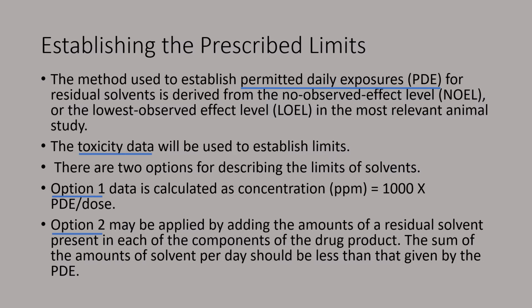Option 2 may be applied by adding the amounts of residual solvent present in each of the components of the drug product. The sum of the amounts of solvent per day should be less than that given by the PDE. Option 2 considers residual solvents from each component of the drug product, and the total should be less than the PDE. An individual component may not pass option 1, but the total in the drug product may pass the requirement.